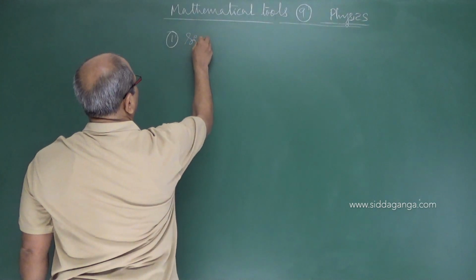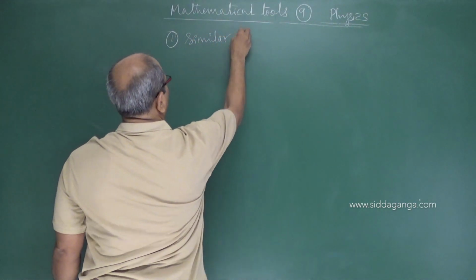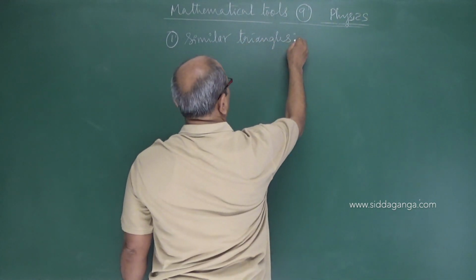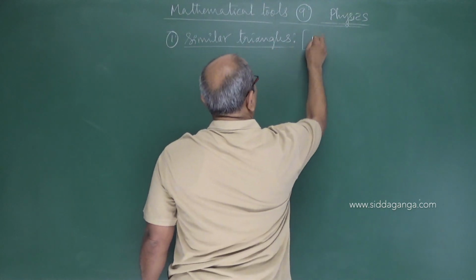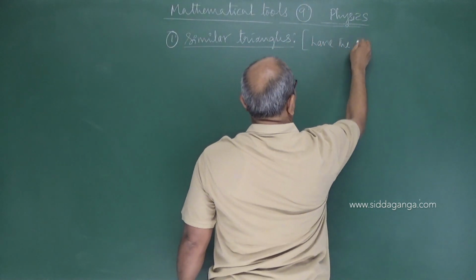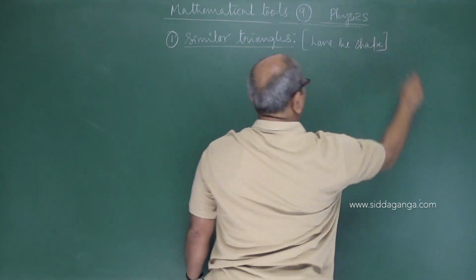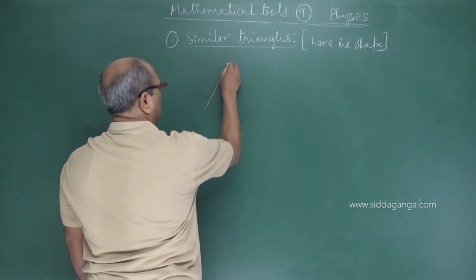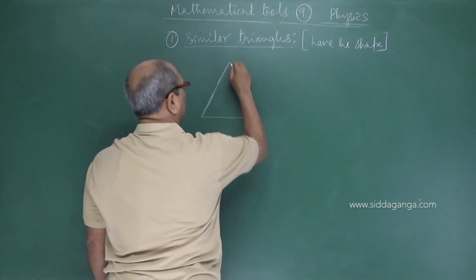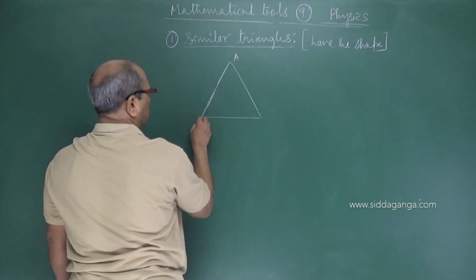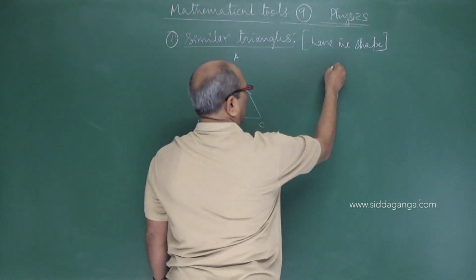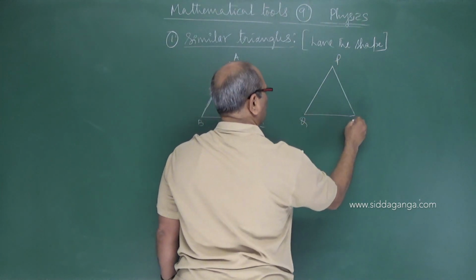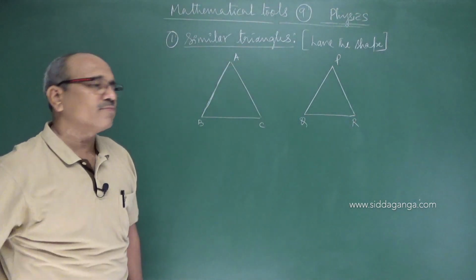Similar triangles, the concept of similar triangles. Two triangles may have the same shape. Let us take the two triangles, ABC and another triangle PQR. They seem to be similar to us, but the size is different.